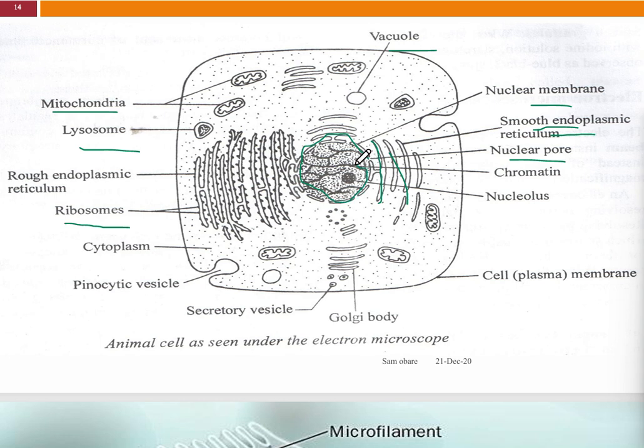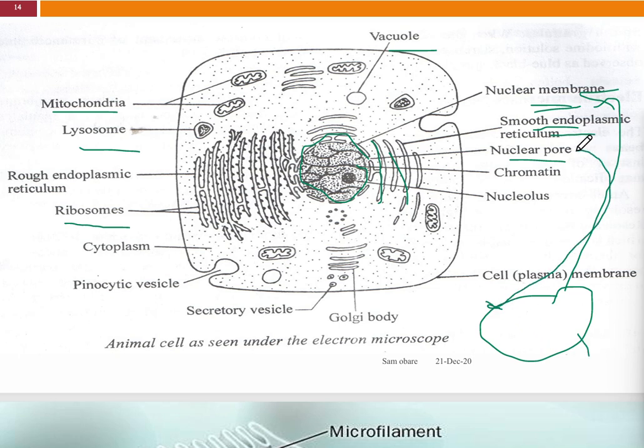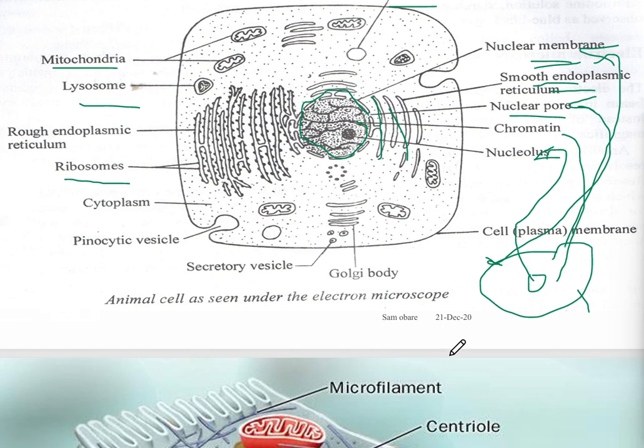In the nucleus, we have so many things. Number one, we have the nuclear membrane. When the nucleus is like this, the outer part is known as the nuclear membrane. This nucleus has some openings, some holes. These holes are known as nuclear pores. In the nucleus, we have something known as the nucleolus. Also in the nucleus, you have something known as chromatin.